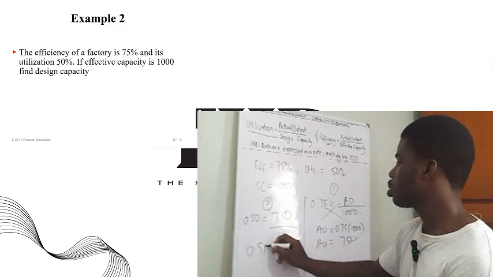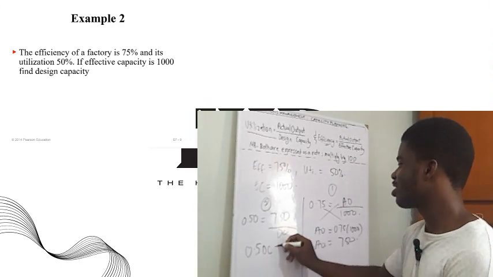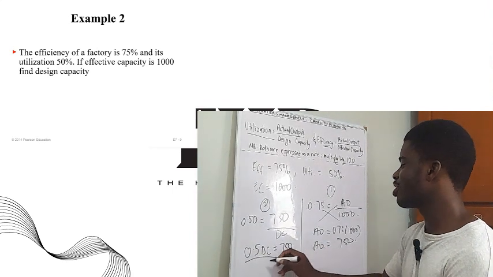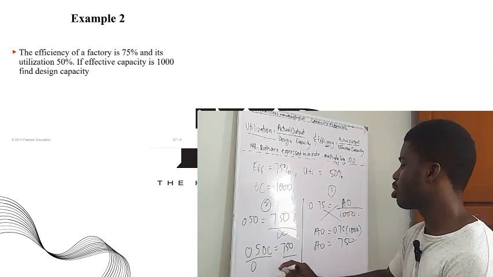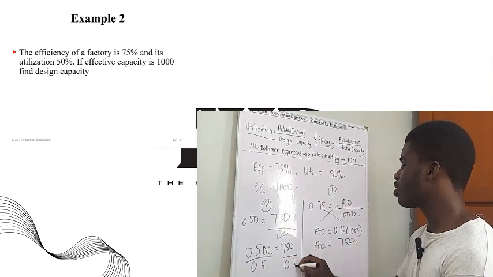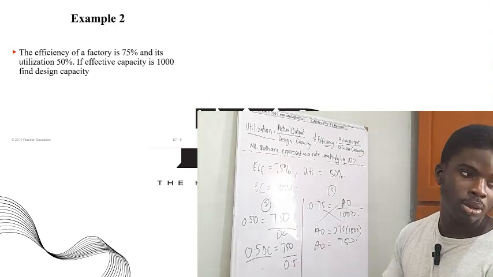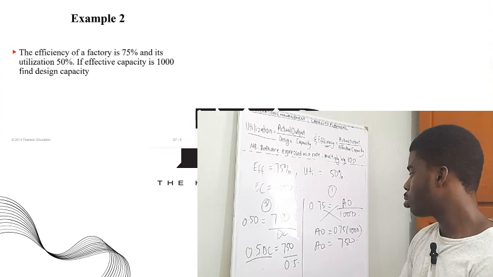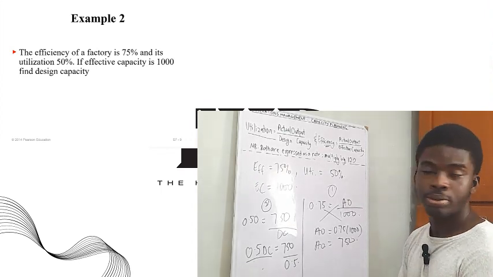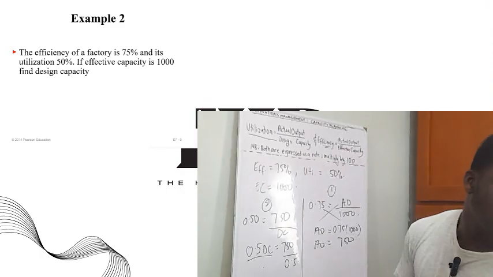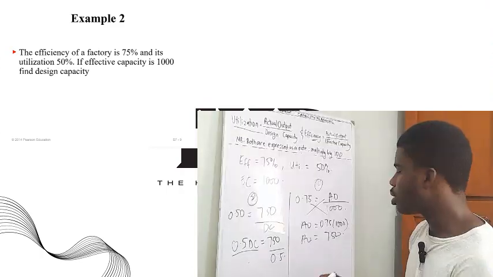Yes, are you okay, brother? Yeah, I'm not. You want 750 divided by 0.5, 0.5, right? But this is what? It gives us 1,500. Right, 1,500.